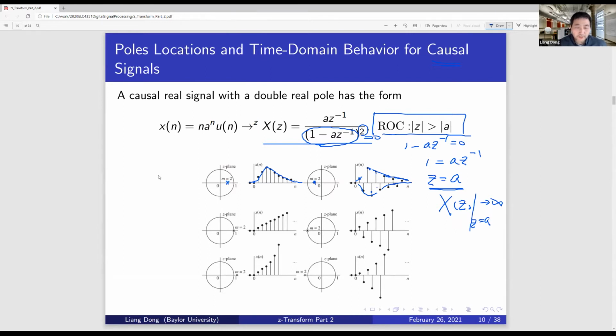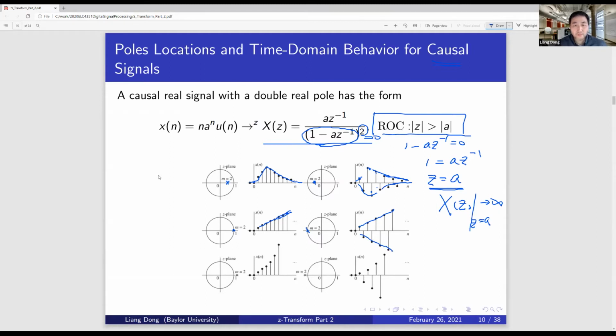Now, if we check if the pole is equal to a, but a is equal to 1, so I have a double pole exactly on the unit circle. This is 1, this is -1. And then my signal actually diverges. It's not even kept at a constant value. It diverges. Same thing.